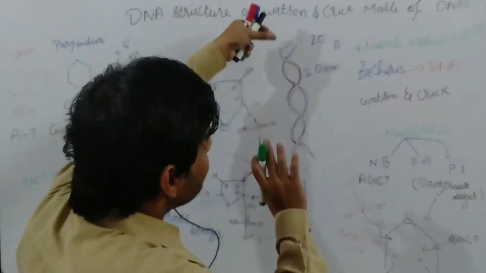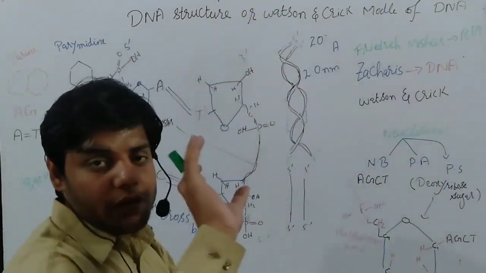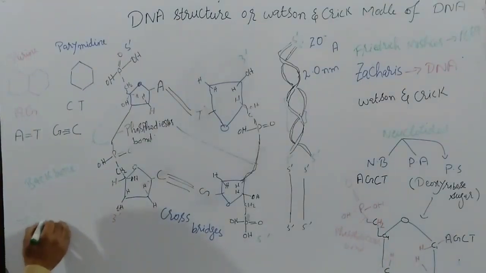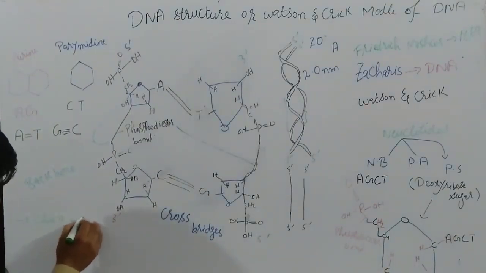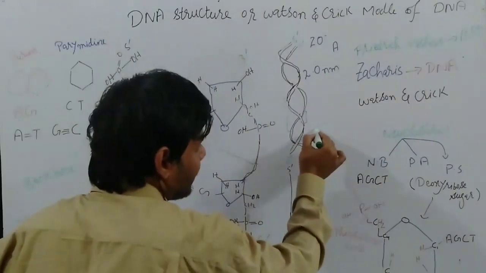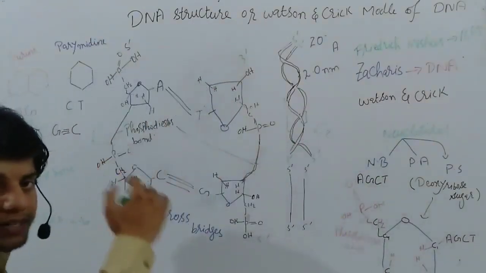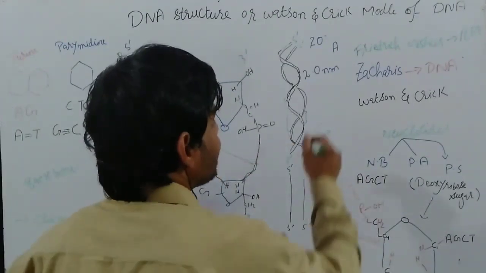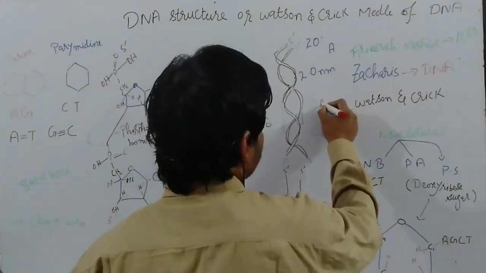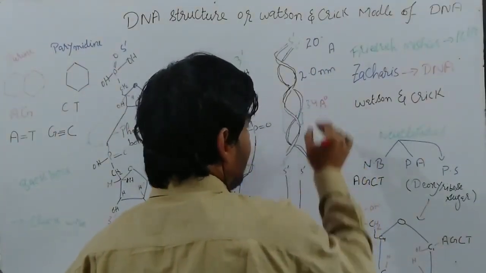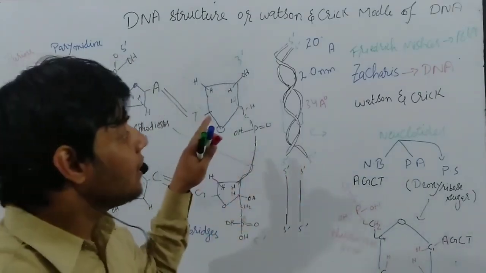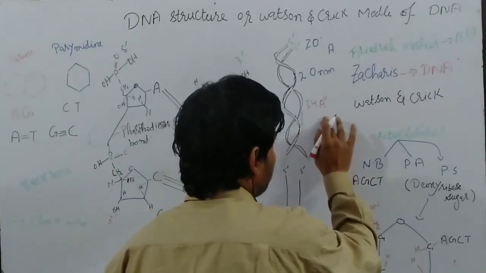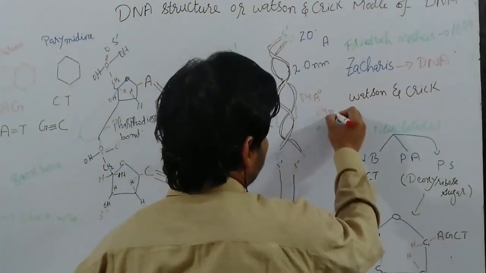They say the length of the DNA per turn, whenever the DNA is turned, usually the DNA is turned in a clockwise direction. Clockwise means DNA will be turned in this form. So when the DNA turns in a clockwise direction, in one turn they take 34 Angstrom length. If we write it in nanometers, it is 3.4 nanometer.